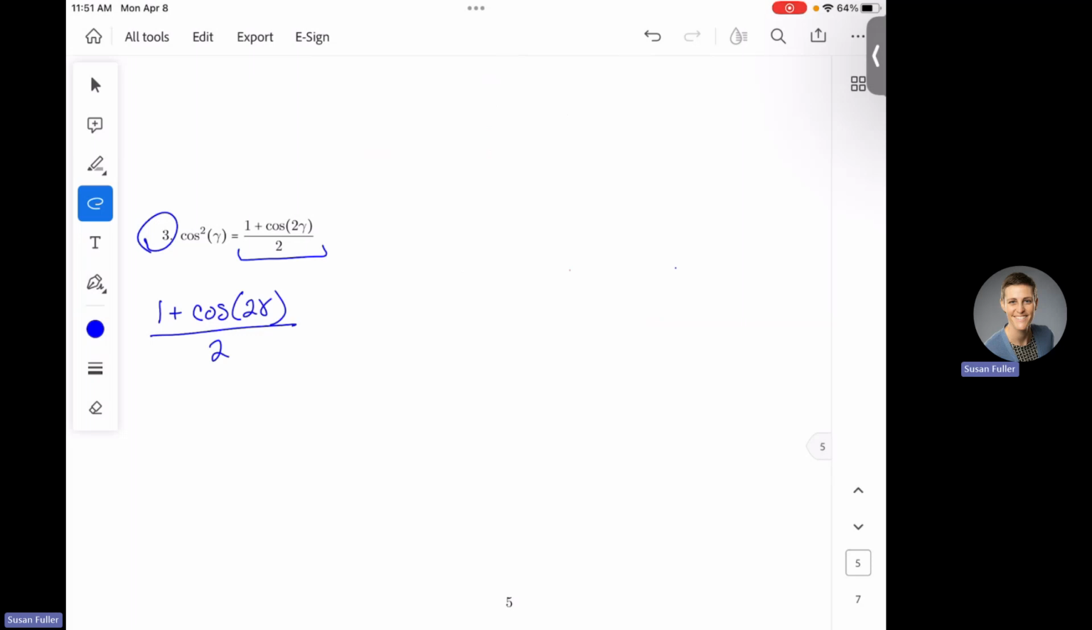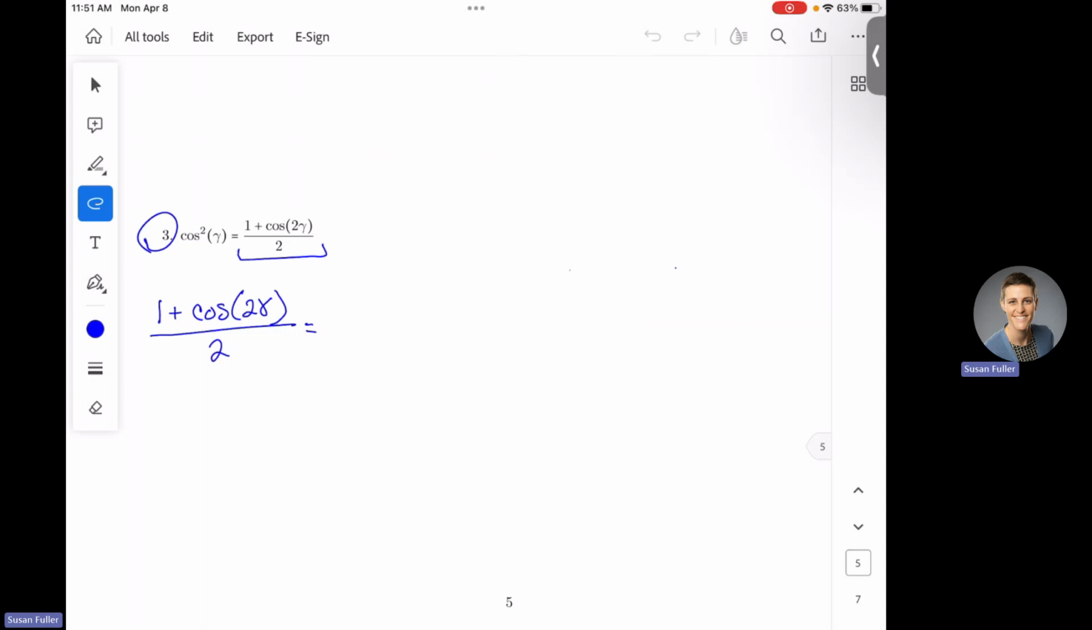You could start at the other side as well, but with cosine squared of gamma, it's harder to see exactly where to start to simplify it in the right way. So I'm going to start with this one because I think this looks more complicated. Okay, so I'm starting here, and I am looking for something to do.